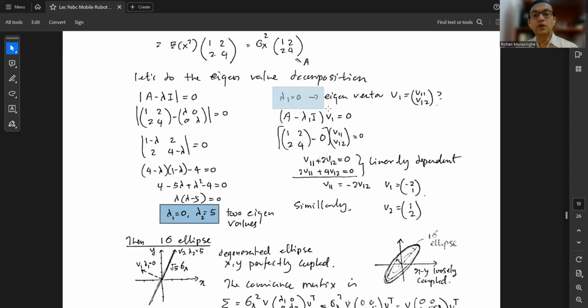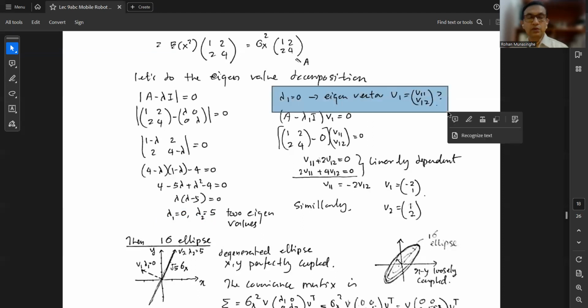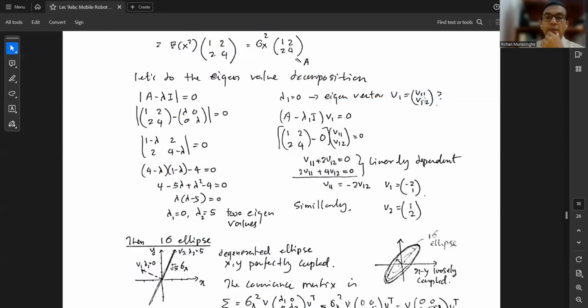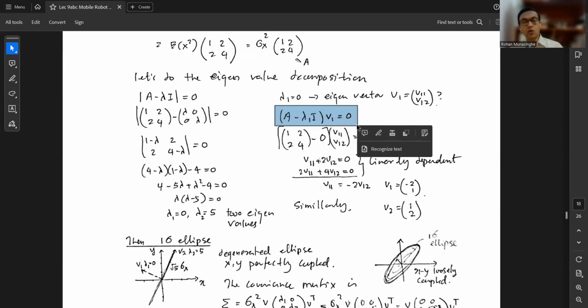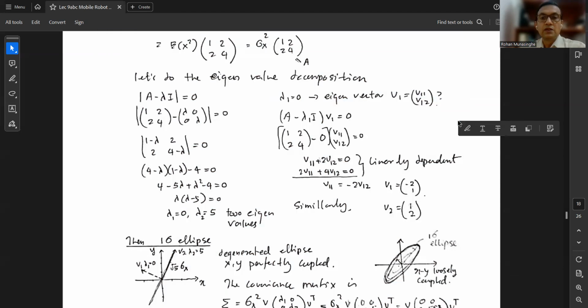Let's take lambda 1 equals 0. You have to find out the eigenvector for that. And that is, let's call it V1. And it is V11 and V12, the vector. All right. Now, how to find out V1? Well, this is the equation to calculate V1. So it is A minus lambda 1 I whole thing times V1 is equal to 0. So this is the eigenvalue decomposition process. So you substitute for A, lambda 1 is 0, and then V1 is what we need to find out.